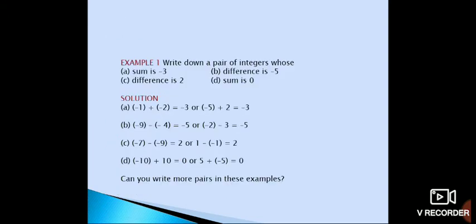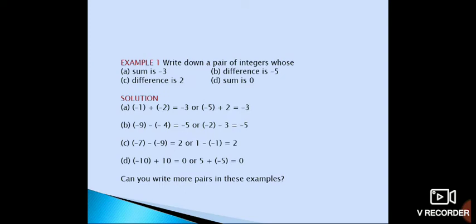Next, let us see some examples. Write down three pairs of integers whose: A. Sum is minus 3. B. Difference is minus 5. C. Difference is 2. D. Sum is 0.